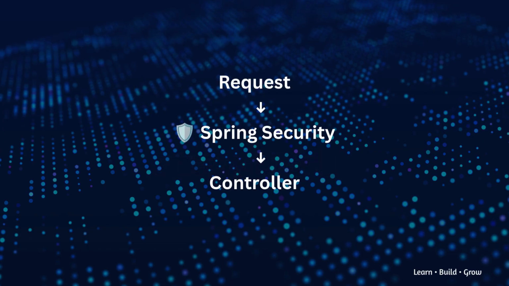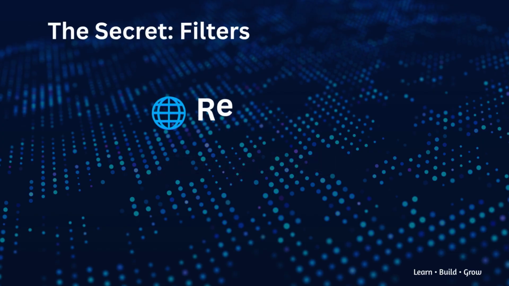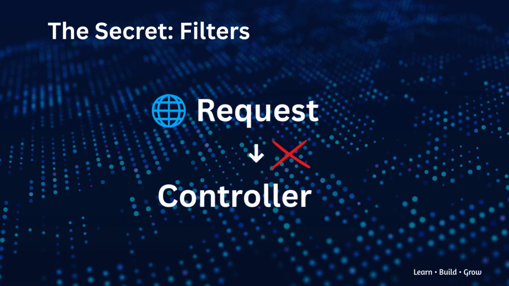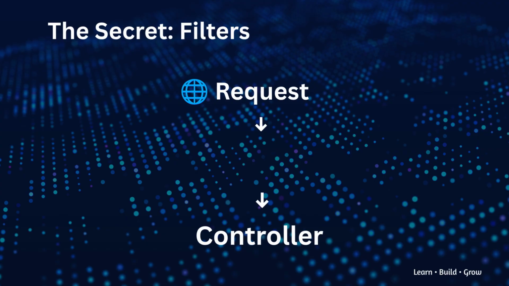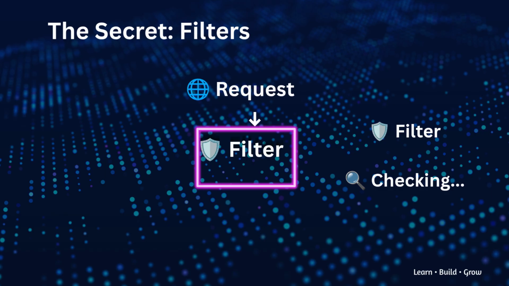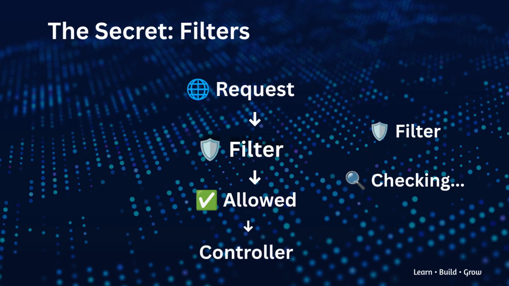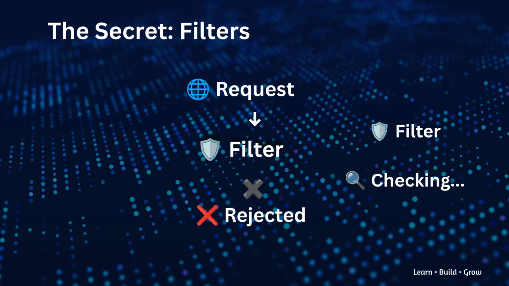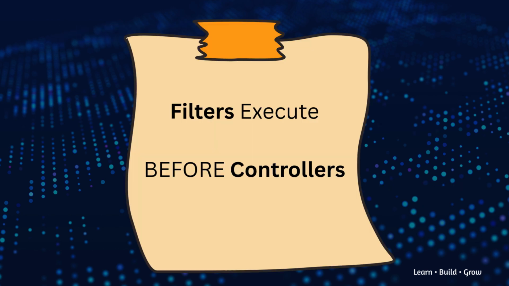But how does Spring Security check every request? We already learned that requests should not directly reach our controller. So, Spring Security places something in between the request and the controller. This is called a filter. Think of it as a security checkpoint that inspects every incoming request. If the request passes the security checks, it is allowed to continue to the controller. But if the request fails the security checks, it gets rejected immediately. The most important thing to remember is that filters execute before your controller code runs.